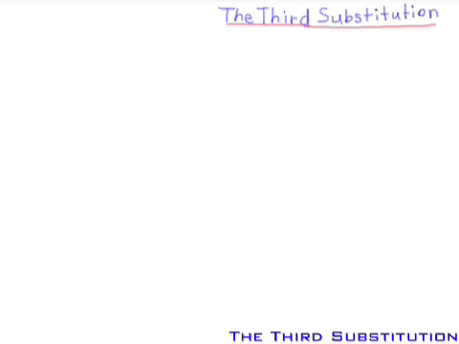In this lecture, we're continuing with our examination of electrophilic aromatic substitution. We want to look now at the third substitution. What happens to a benzene ring that already has two substituents on it? The following rules will cover the majority of the cases.